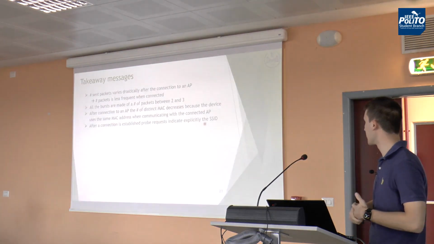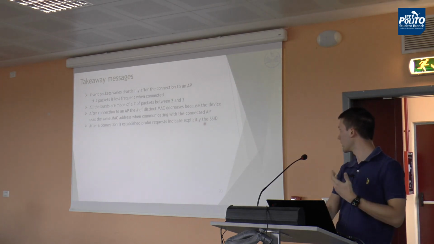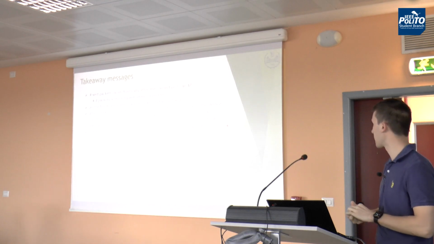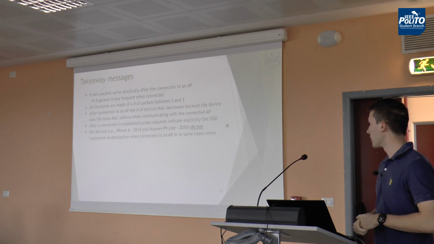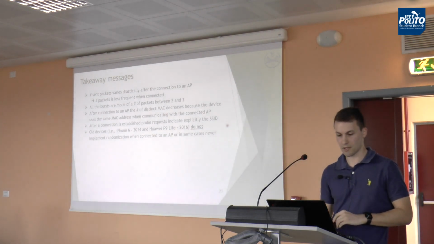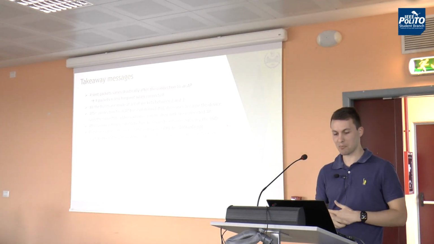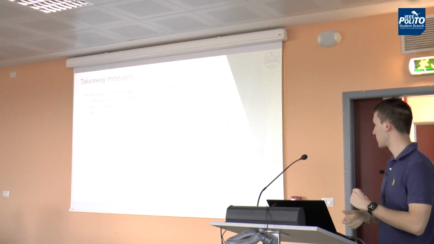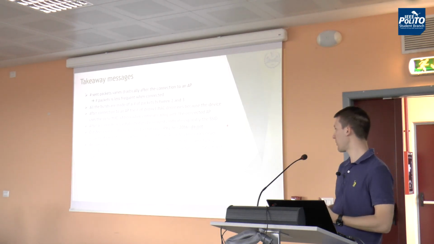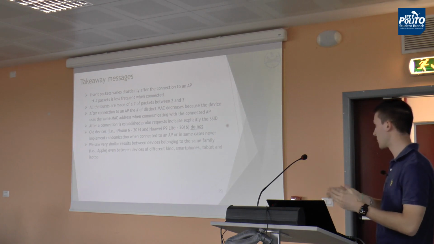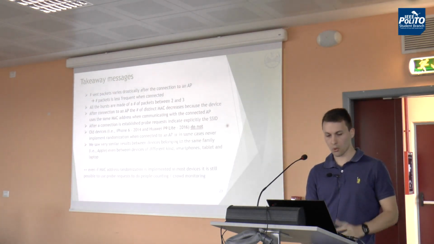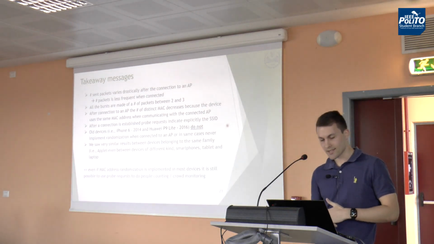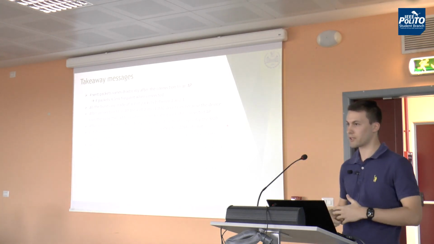And also, when the connection is established, the probe request indicates the SSID. And more importantly, some devices, for example the iPhone 6 from 2014 and the Huawei, do not implement any randomization techniques. So if you have these devices, pay attention, because people can track you very easily. We also saw very similar results between devices belonging to the same family. For example, for the Apple family, we saw very similar results between the smartphone, tablet, and laptop. So the main takeaway message is, even if MAC address randomization is implemented nowadays in most devices, it's still possible to use this technique to do people counting or crowd monitoring.